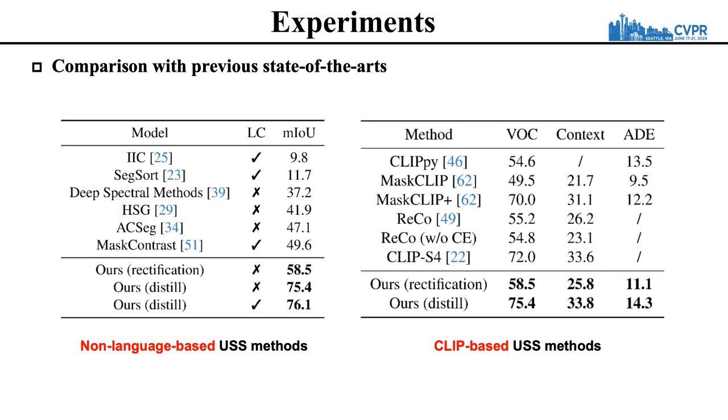We compare with both non-language-guided and CLIP-based unsupervised semantic segmentation methods to verify the superiority of our method on mainstream benchmarks. As shown in the left table, our model shows remarkably better results compared with the conventional non-language-guided methods. In order to further evaluate the strength of features extracted from our distillation model, we also report our results of linear classification. Our method also performs favorably against previous CLIP-based methods, including CLIPpy, MaskCLIP, RECO, and CLIP-S4, according to the right table.